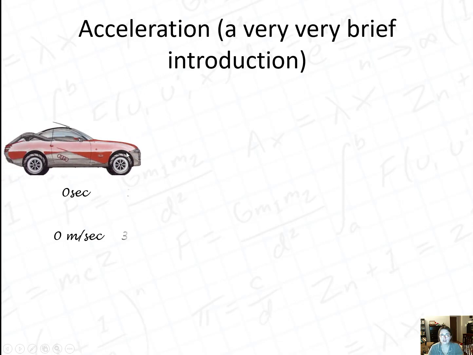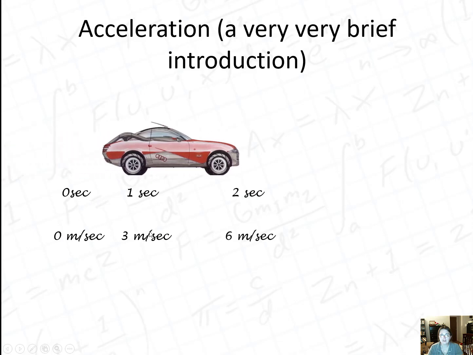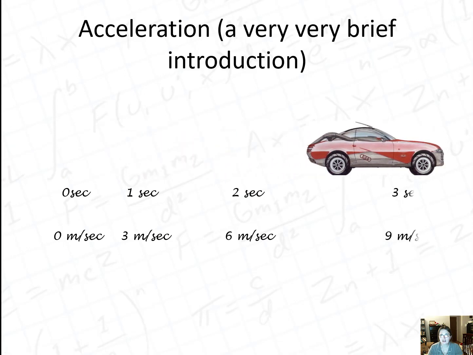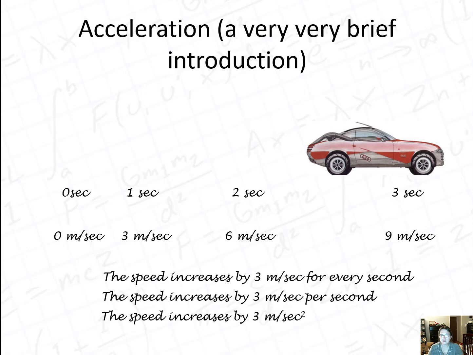So acceleration indicates that something is getting faster with time. Here the car is going from 0 meters per second to 3 meters per second in 1 second. Then it goes from 3 meters per second to 6 meters per second in another second. And then from 6 to 9 in another second. The speed increases by 3 meters per second for every second. We can also say that the speed increases by 3 meters per second squared.